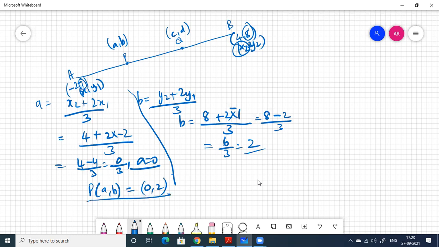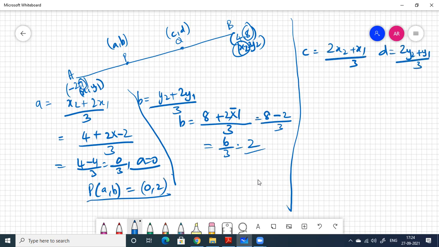Now let us do it for Q, (C, D). C is equal to (2x2 plus x1) by 3, and D is equal to (2y2 plus y1) by 3. This is what you have to do now.